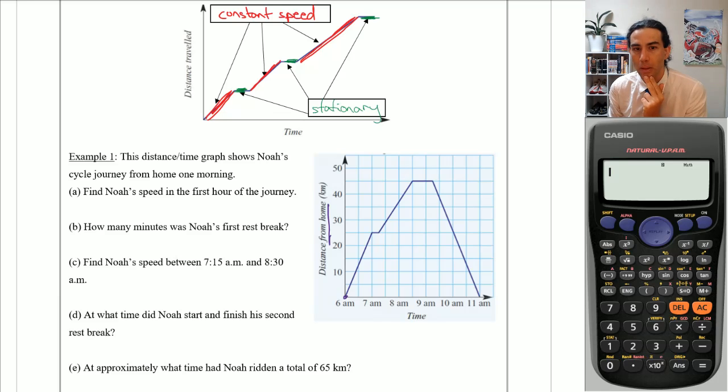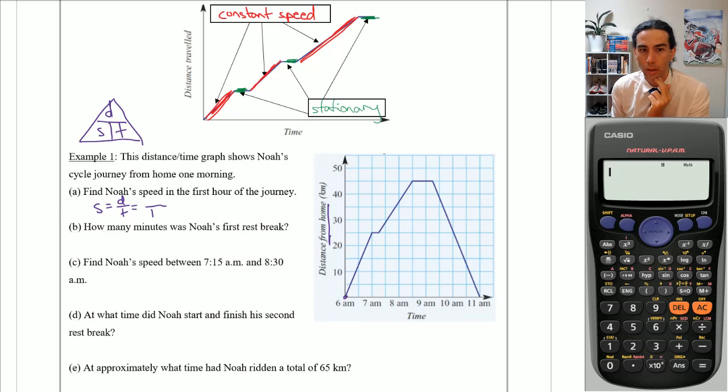So find Noah's speed in the first hour of the journey. What we need is this thing from last lesson. Triangle, alphabetical order: distance, speed, time. Speed is distance over time. First hour of the journey, so the time's definitely 1 hour on the bottom. How far does Noah go in 1 hour? 6 a.m. to 7 a.m. That looks like 25 kilometers, so it's in between the 20 and the 30. So 25 kilometers per hour.